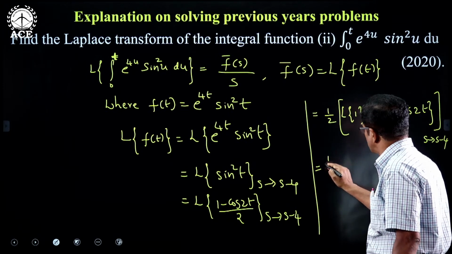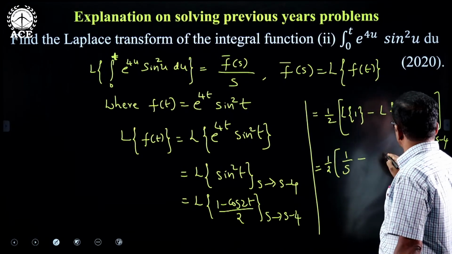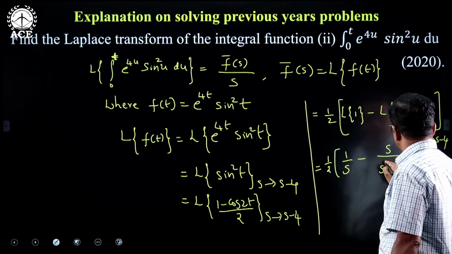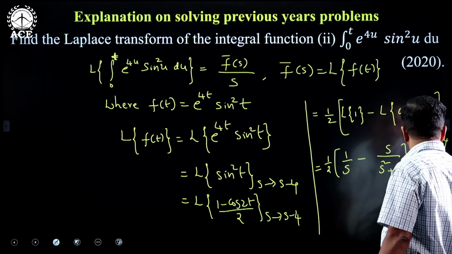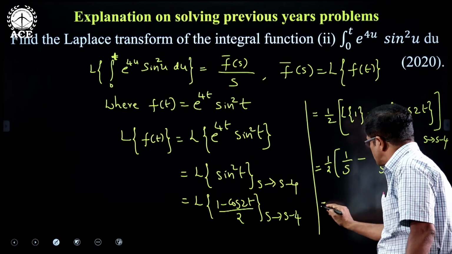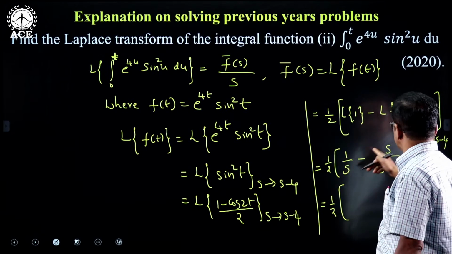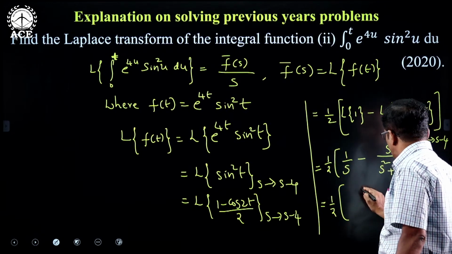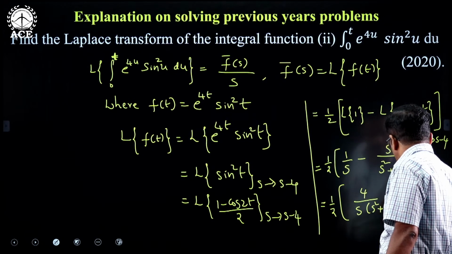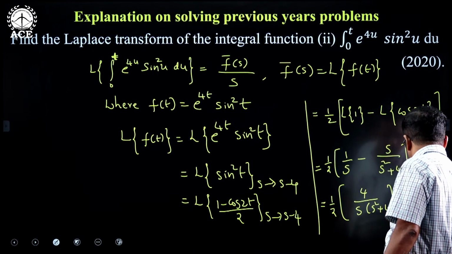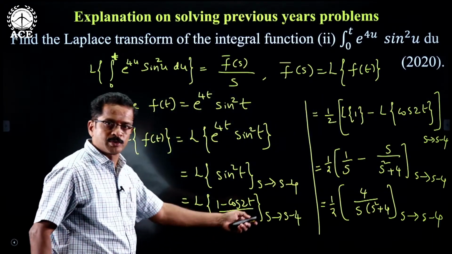So which equals 1 by 2, L of 1 is 1 by s minus L of cos 2t is s by s square plus 4, where s is shifted to s minus 4. Okay, so which equals 1 by 2, on simplification s square plus 4 minus s square, that is going to be 4 by s into s square plus 4, where s is shifted to s minus 4. This is f bar of s. Still you need to simplify.